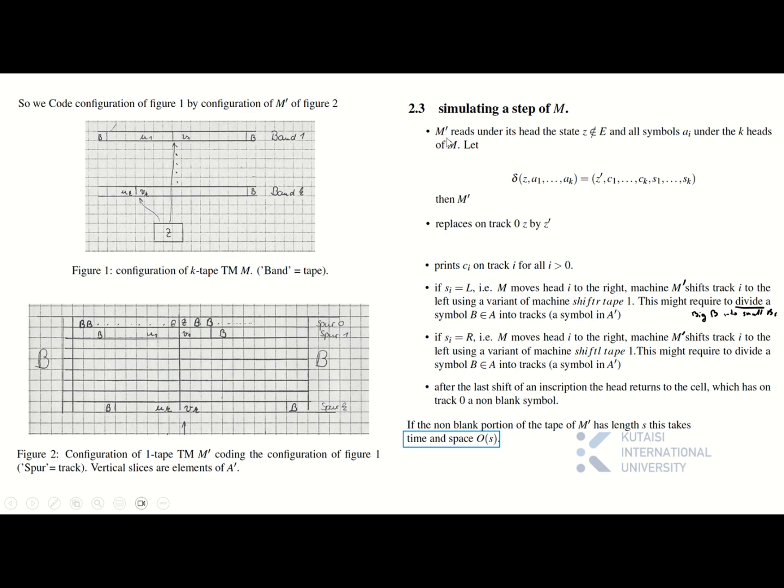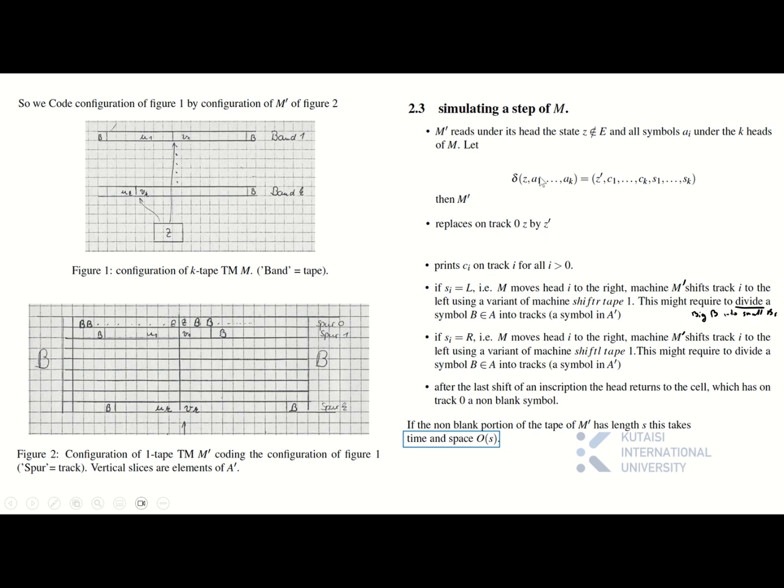Just let me recall. Your M is a K-tape machine, and your delta is a transition of a K-tape machine. So if your K-tape machine is in state z, reads a1 to ak, goes to state z prime, overwrites with C1 up to CK, and makes movements S1 to SK, then what you have to do is on track 0, on the zeroth index of your vector, you replace z by z prime. Of course. Also on other components of your vectors, you overwrite the AIs with the CIs.